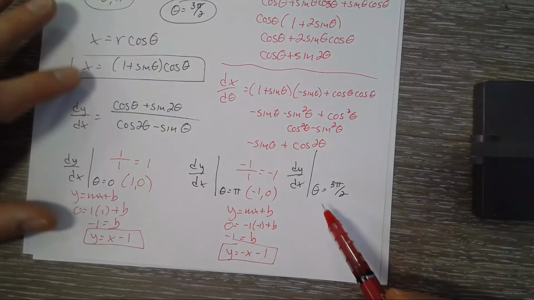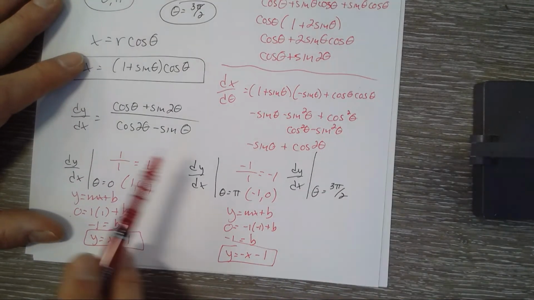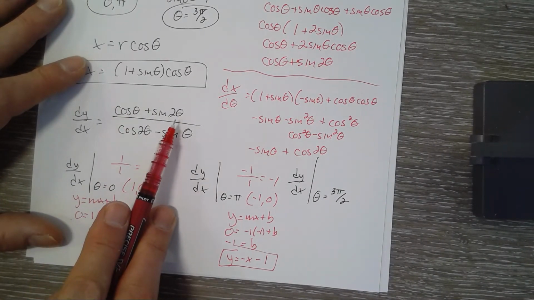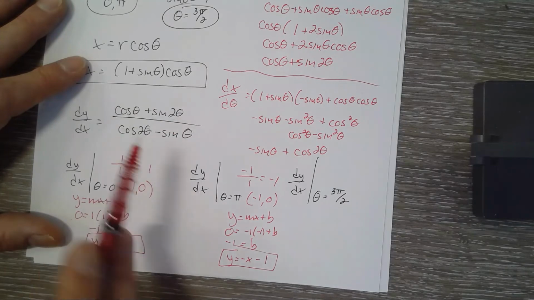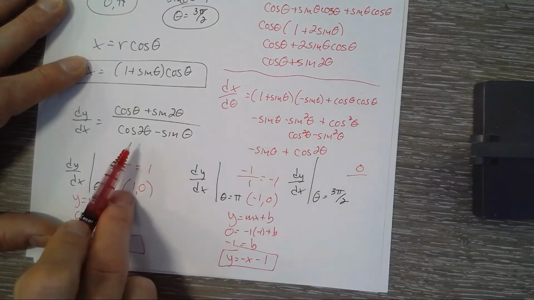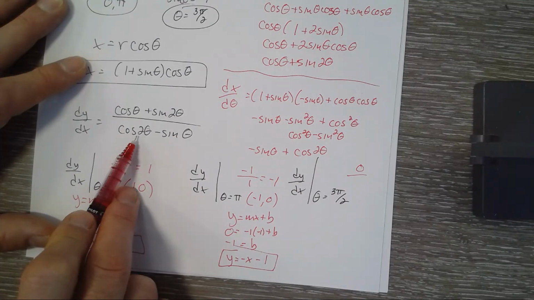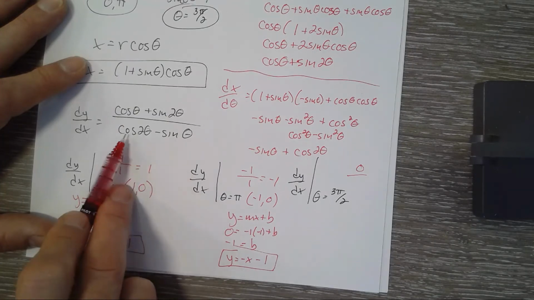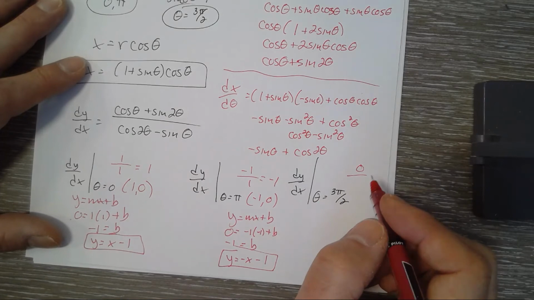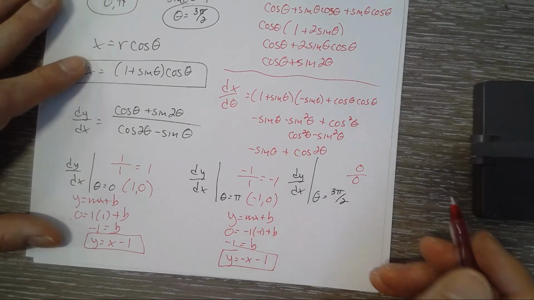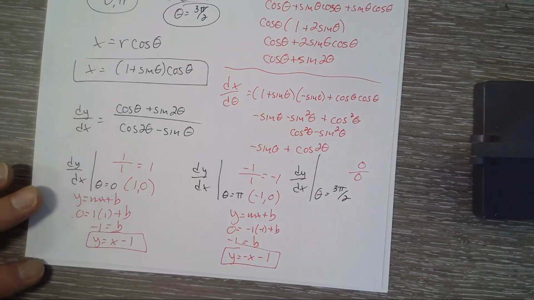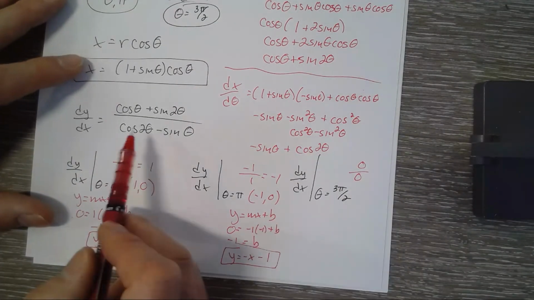The last one, theta equals 3 pi over 2. Plug it into the derivative, I get 0 plus 0 over cosine of 3 pi, negative 1 minus negative 1, so negative 1 plus 1. Negative 1 plus 1 is 0, so 0 over 0. Great. So we don't know what the slope is there. So we will have to find the limit of our derivative.